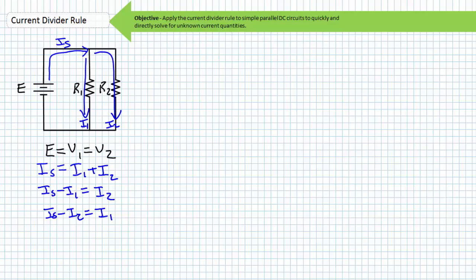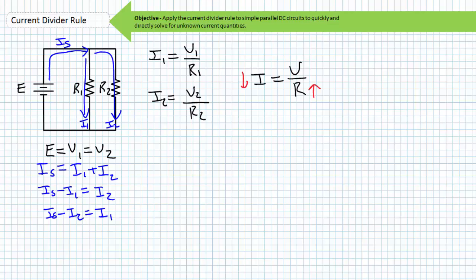We can use Ohm's law to demonstrate that the current through each element is the voltage across it divided by its resistance. I1 equals V1 divided by R1, I2 equals V2 divided by R2. Given voltage across elements in a parallel circuit is the same, it can be said that the current through each element will be inversely proportional to the resistance. The largest resistor will experience the smallest current draw. The smallest resistor will experience the largest current draw.